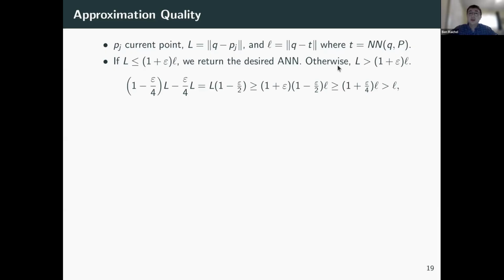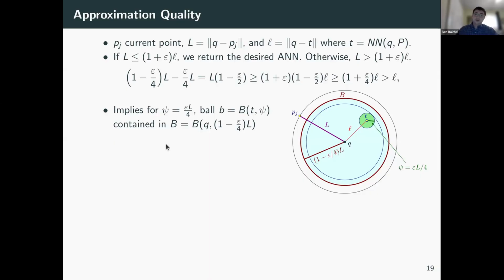So let me suppose that capital L is too large: capital L is more than 1 plus epsilon times little l. In this case, you get this kind of messy expression, but don't worry too much about it right now. Just look at these terms: 1 minus epsilon over 4 times capital L, minus epsilon over 4 times capital L. Through some very basic algebra, I can show that this is going to be strictly greater than little l. Now, why do I care about showing that? Because of the following picture.